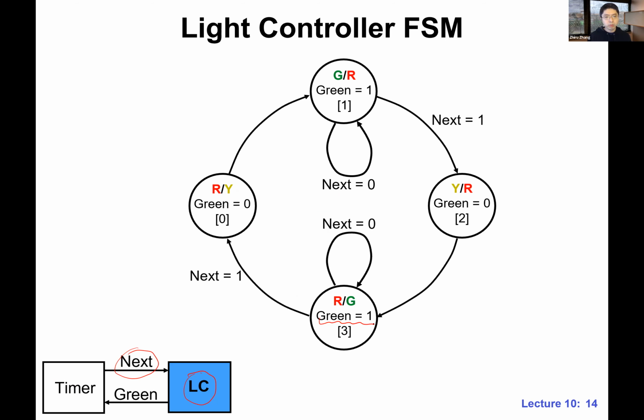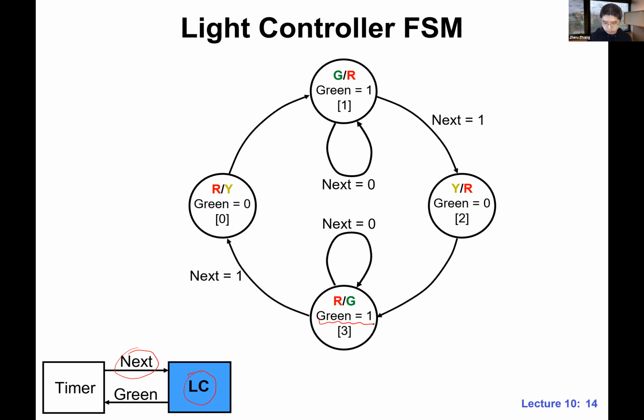The light controller will output green. So green is the signal that we send to the timer. When we are in the green states, we have 2 green states, we set this green signal to be 1. Otherwise, we set the green signal to be 0.